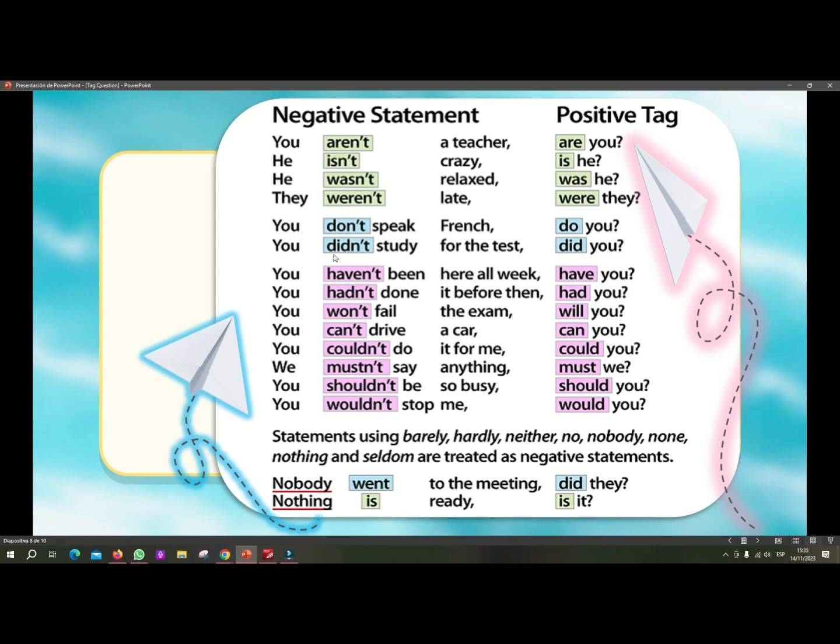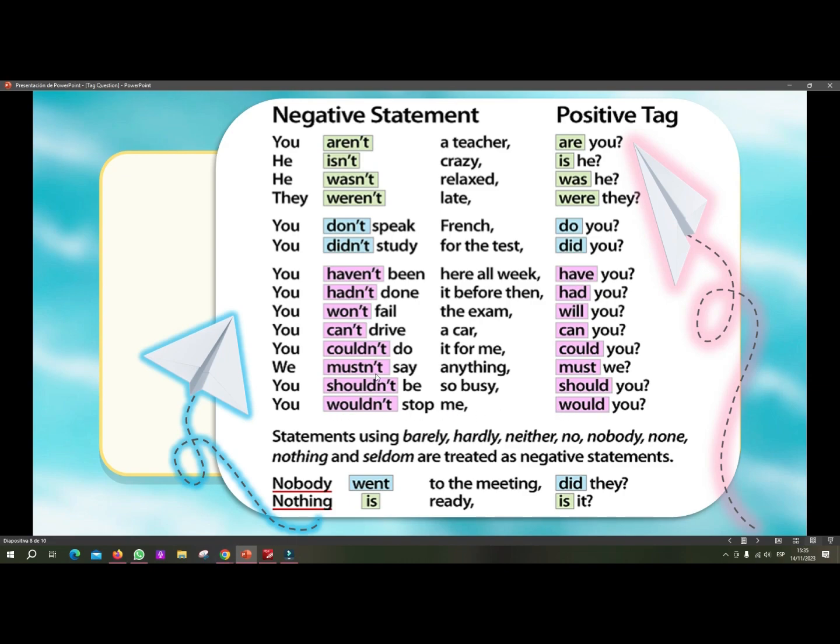Do you? You didn't study for the test. Did you? You haven't been here all week, have you? You hadn't done it before then, had you? You won't fail the exam, will you? You can't drive a car, can you? You couldn't do it for me, could you? We mustn't say anything, must we? You shouldn't be so busy, should you? You wouldn't stop me, would you?